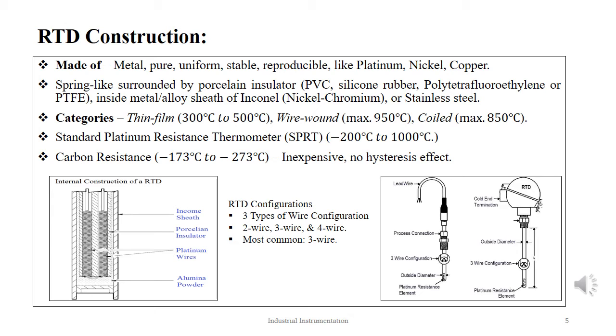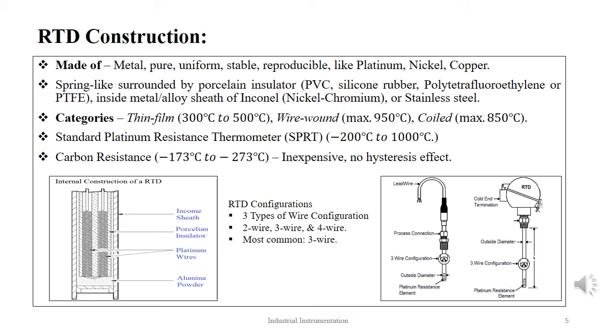The RTD sheet is made up of Inconel, which is an alloy of nickel chromium, and this is used as it is corrosion resistive. Sometimes stainless steel is also used as the external metal sheet. The RTD circuit comes in three configurations: 2-wire, 3-wire, and 4-wire. The 3-wire configuration is the most commonly used configuration.